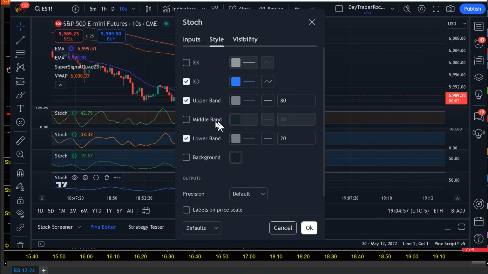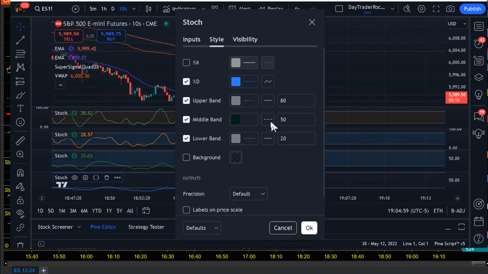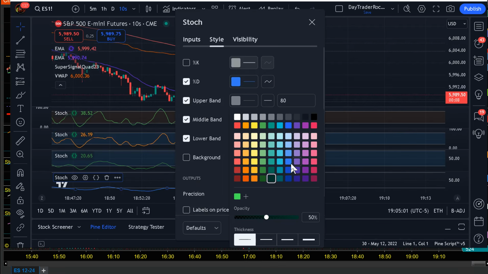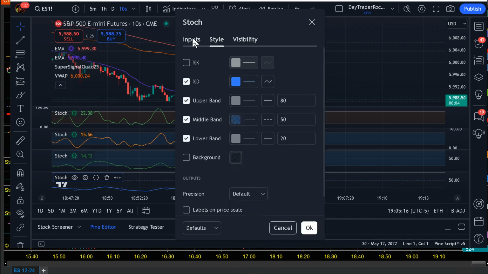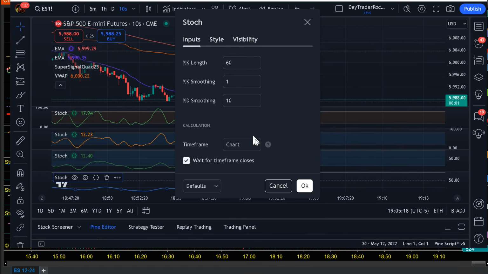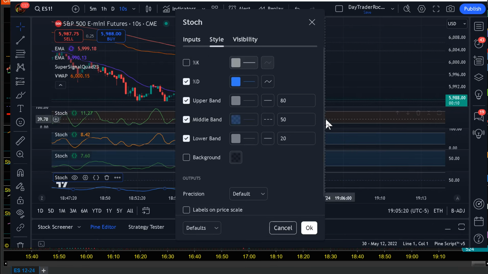One last look here. Middle band. Let's make that middle band really light here. Oh, that's the middle. All right. I see what that is. I don't need that. So 60, 10. I don't need the middle band.